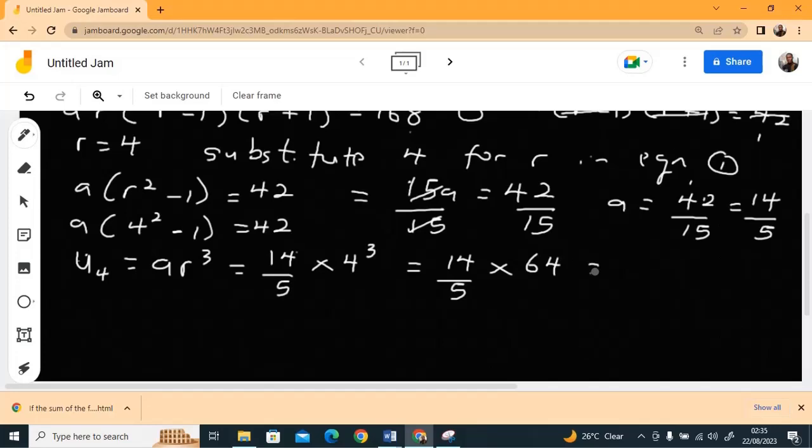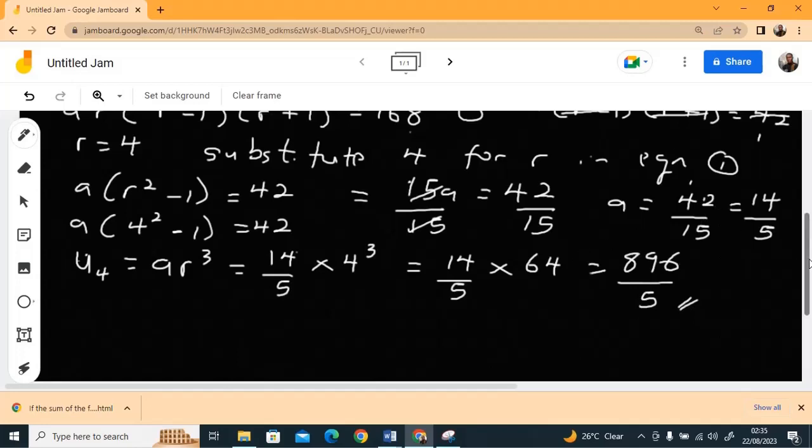I'm going to use my calculator here. So that is 64 times 14. That is 896. So your answer here is 896 over 5. You can make it in decimal or mixed fraction, you get the same answer. So this is your final answer for this one.